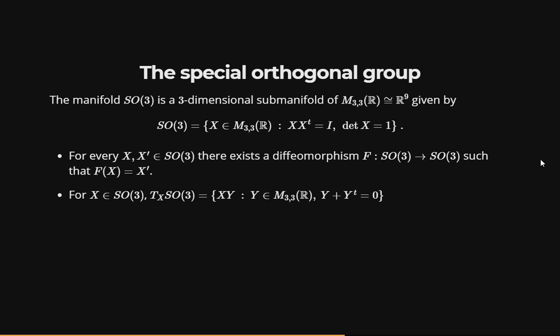Secondly, the tangent space to the special orthogonal group is this one. The tangent space at X is the set of all matrices X times Y, where Y is antisymmetric. So Y is skew symmetric, if you want: Y plus Y transpose is equal to 0.